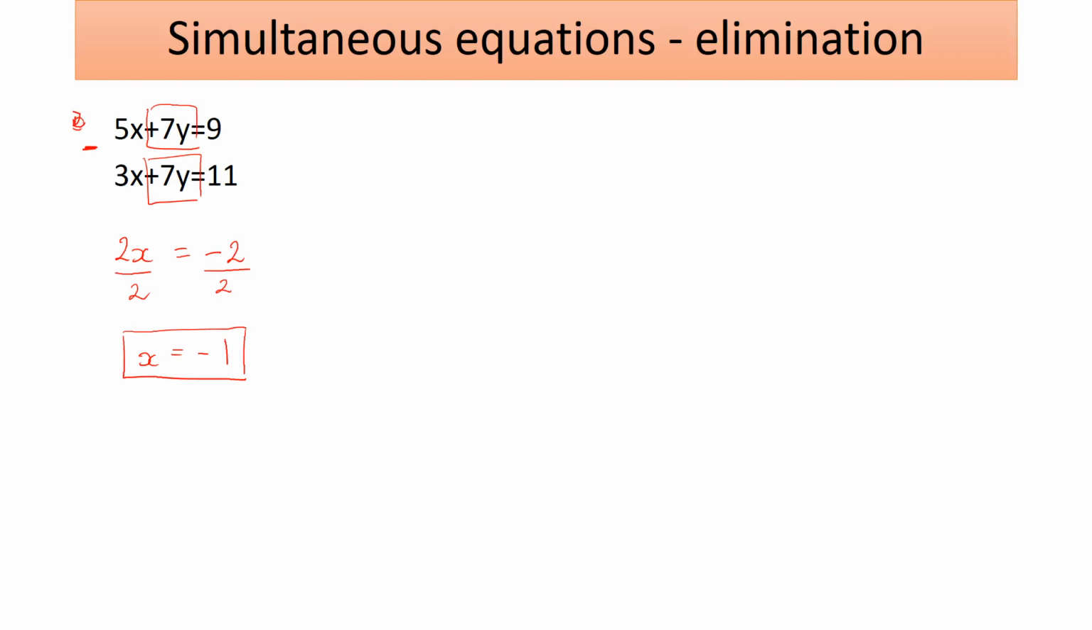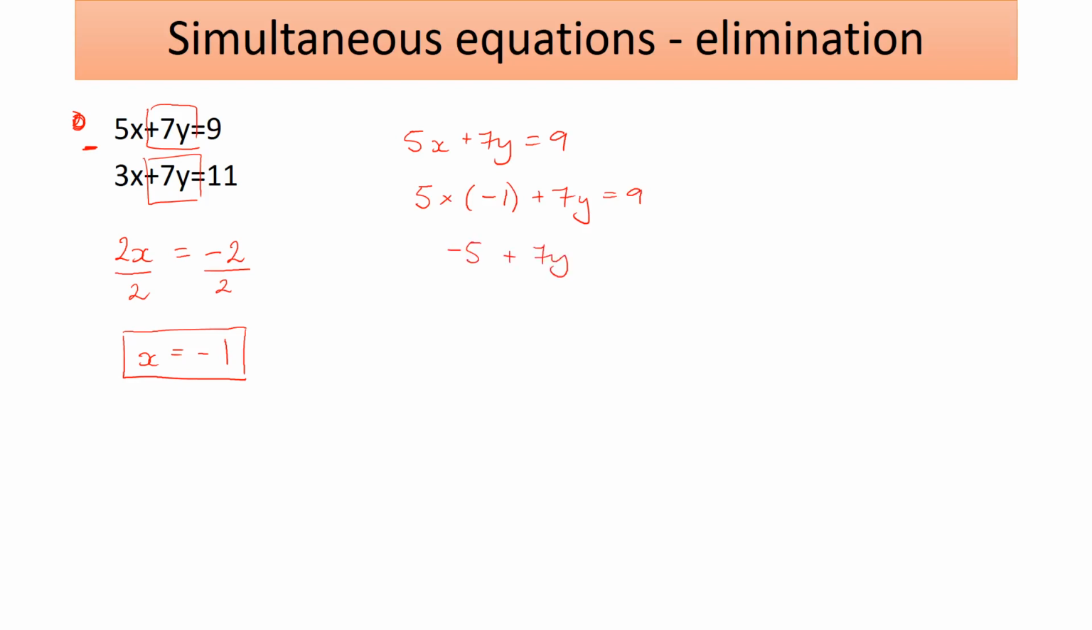equation, okay, and that is 5x plus 7y equals 9. So this is the equation I'm going to use to substitute the value of x into. So that is 5 times negative 1 plus 7y equals 9. 5 times negative 1 is negative 5.